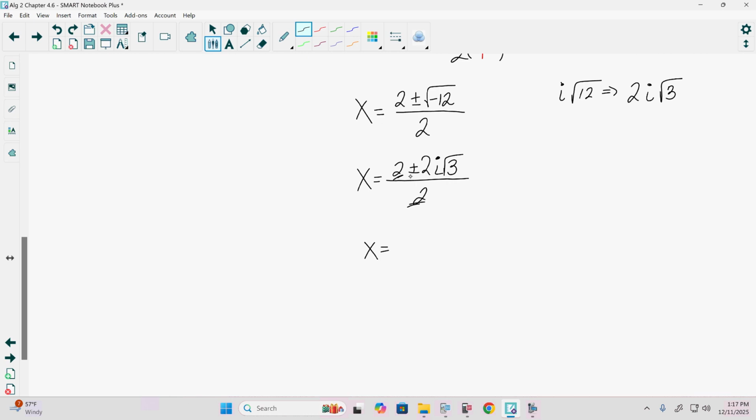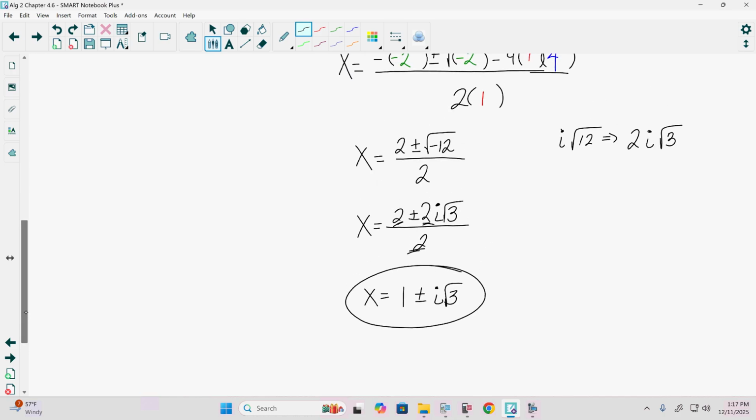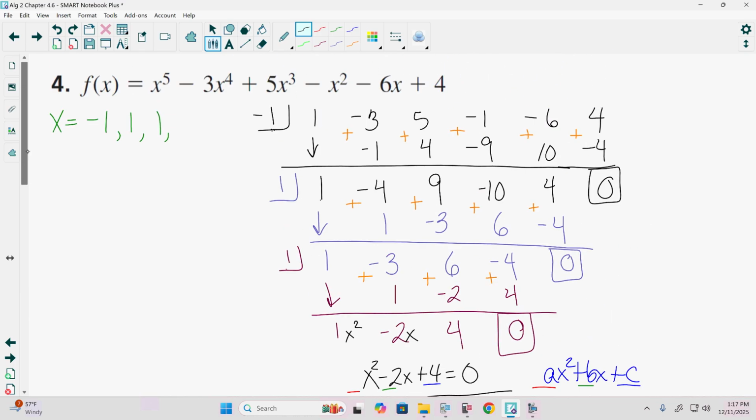Our first 2 divided by 2 is 1. 2i divided by 2 is just going to be i. And we still have our square root of 3. So that tells us that the final two solutions are 1 plus or minus i square root of 3. So 1 plus i square root of 3 and 1 minus i square root of 3 would give us all 5 of our solutions. Questions on this here?